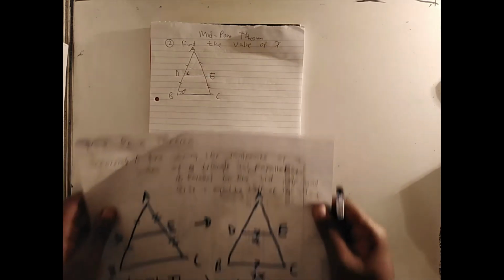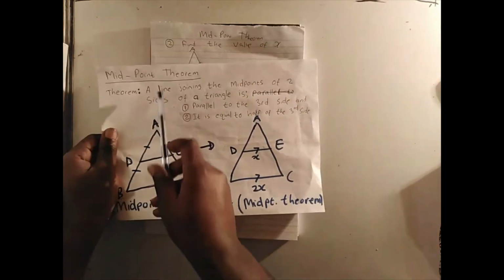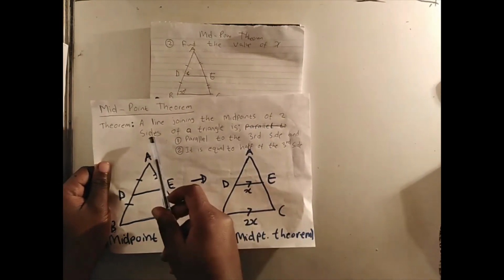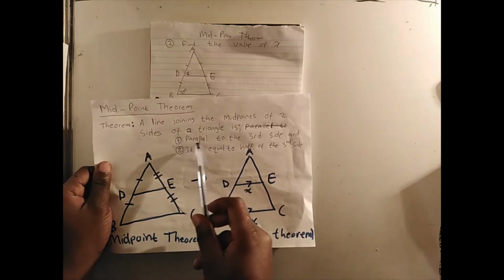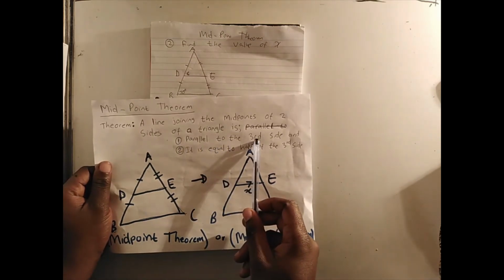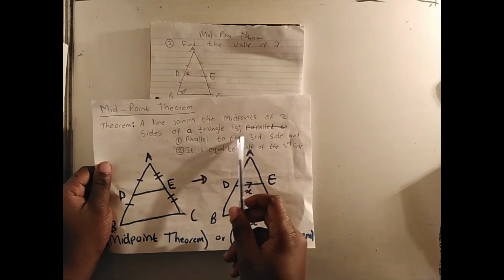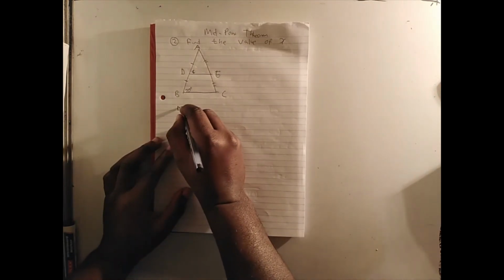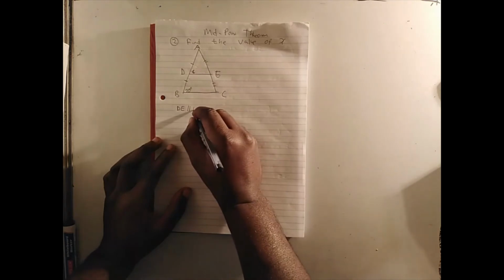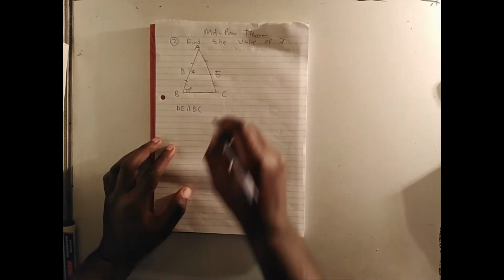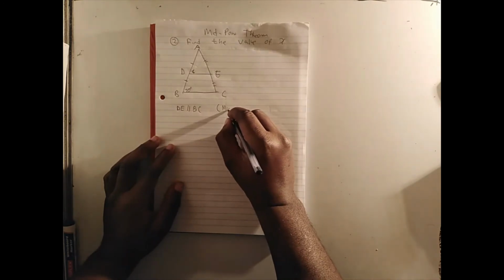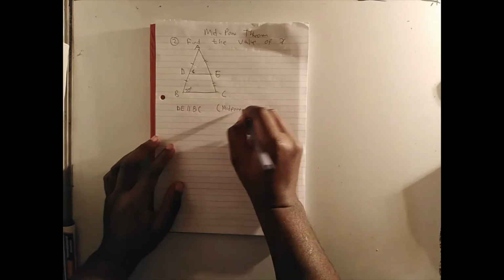Now, what does the midpoint theorem say? It says that a line joining the midpoints of two sides of a triangle is, number one, parallel to the third side. Okay, we may use that one. It's parallel to the third side. So what can we say here? We can say DE is parallel to BC. Now, what is the reason for that? The reason is the midpoint theorem.